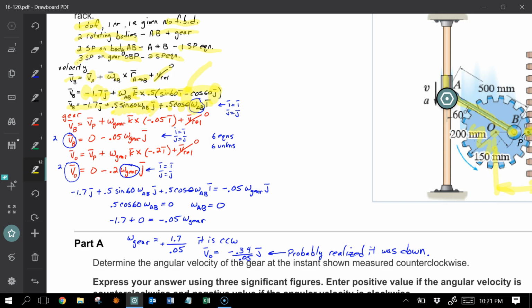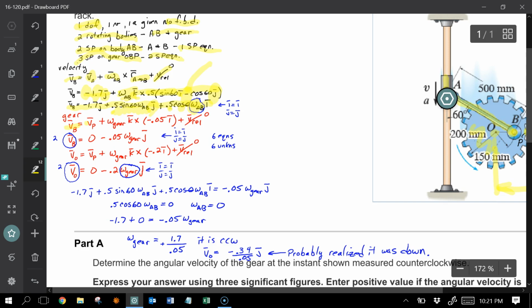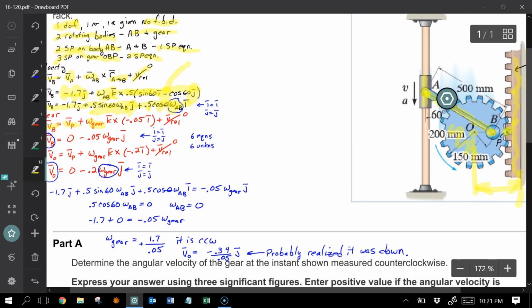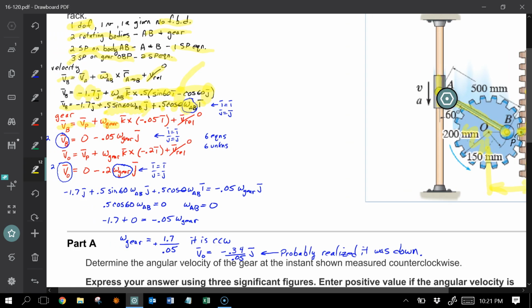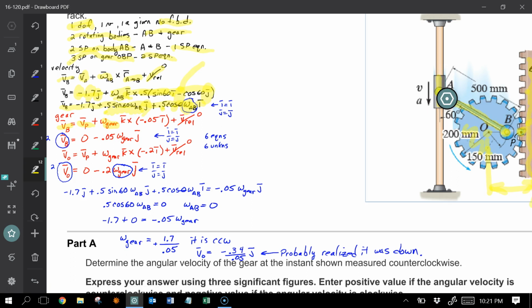The numbers will be different, but when you finally get the answers they will be exactly the same as what I get, unless you made an algebra mistake. Okay, so the velocity of B equals the velocity of P plus omega that they share. Well, this one is the gear, so it's the omega of the gear. I'm assuming that it's going to go counterclockwise, so I put it in as a positive K, and then I cross it with an R that goes from P to B. So from P to B is left, that's why it's a negative I, and the distance is 50 millimeters, so 0.05. And then there's no rel terms because B and P are on the body together. They don't get further or closer together, so there's no rel terms.